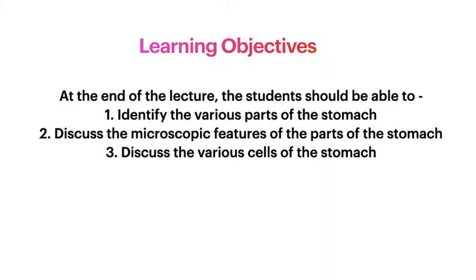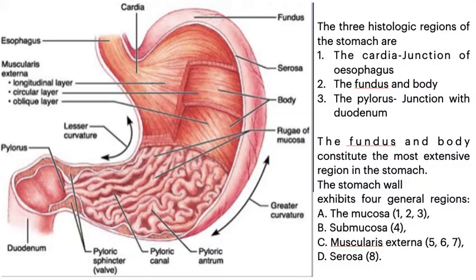The learning objectives for today's lecture are that, at the end of the lecture, the students should be able to identify the various parts of the stomach, discuss the microscopic features of the parts of the stomach, and then discuss the various cells of the stomach. Before this, let's come to the parts of the stomach.